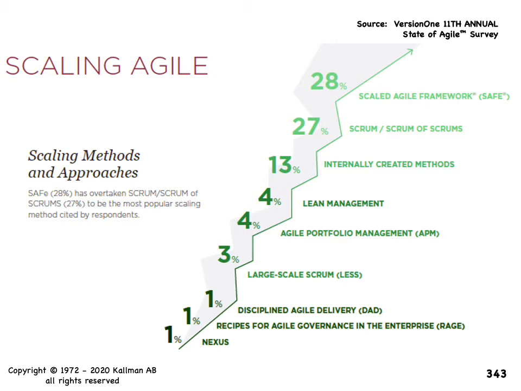This is from the Version One 11th annual State of Agile survey. And you'll notice that scaled agile framework is 28%. And at this time, Scrum of Scrums was being reported as an approach. And now this is important. There's a difference between the scaling methods and approaches. Scrum of Scrums is an approach.